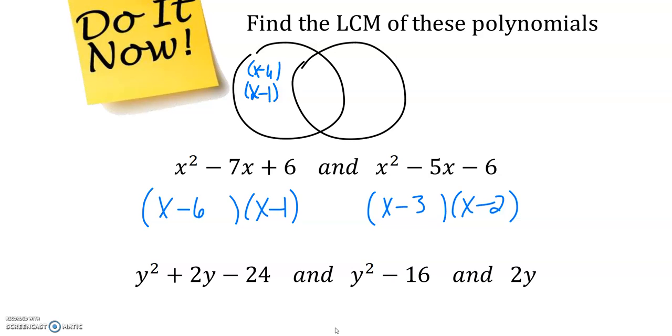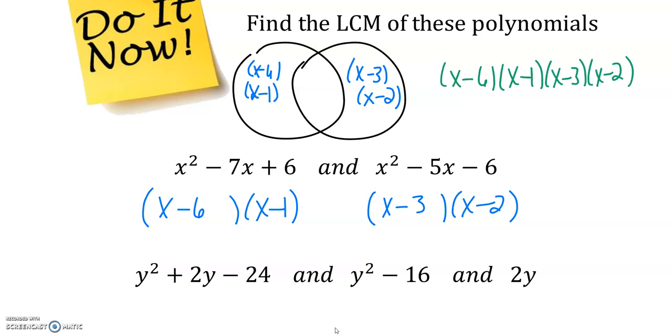Ooh, that one's not so pretty. And then there's x minus 3 and x minus 2. Since they don't share anything, there's nothing in the middle. So what is the least common multiple of these? Well, it's x minus 6 times x minus 1 times x minus 3 times x minus 2. It's just everything multiplied together. So if this was the denominator of a fraction, that's what our least common denominator would be.